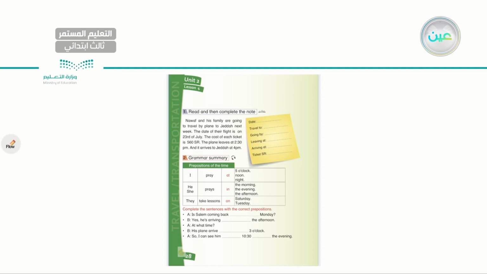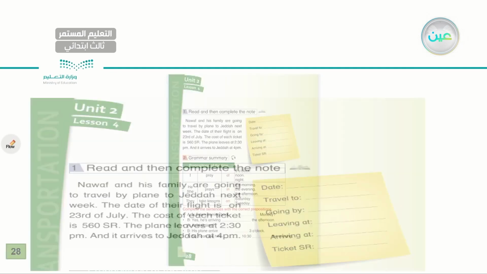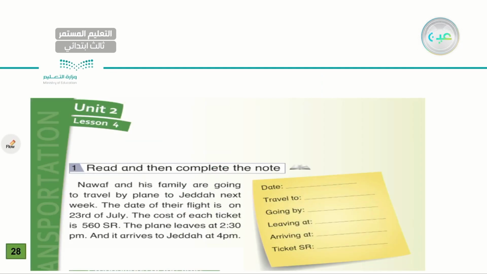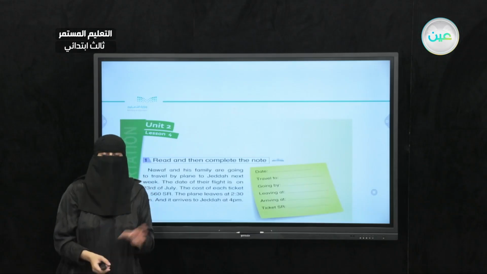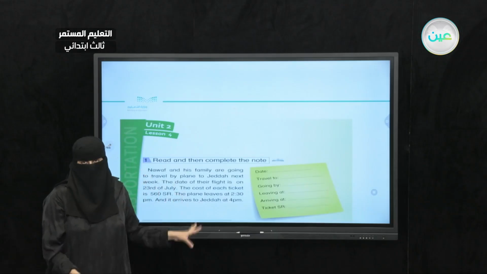So I'll be zooming in on the upper part first. Remember, we will learn how to fill a note. Starting from the upper part, read, and then complete the note. This is the upper part of page 28. I'll be reading. While I'm reading, I need you to do two things for me. First, try to fill the note. And then, circle all the prepositions of time that you can find in this passage.